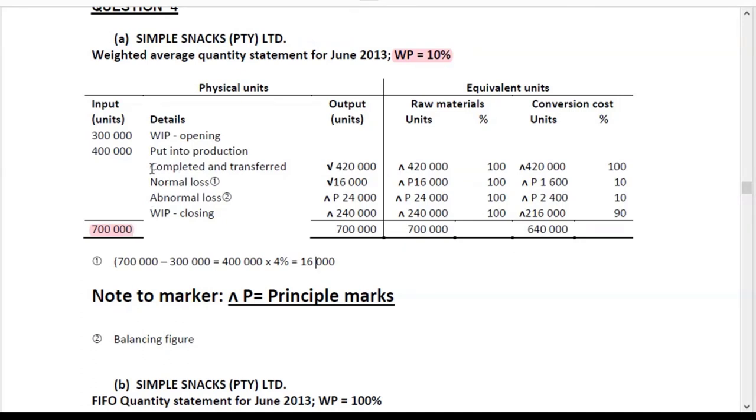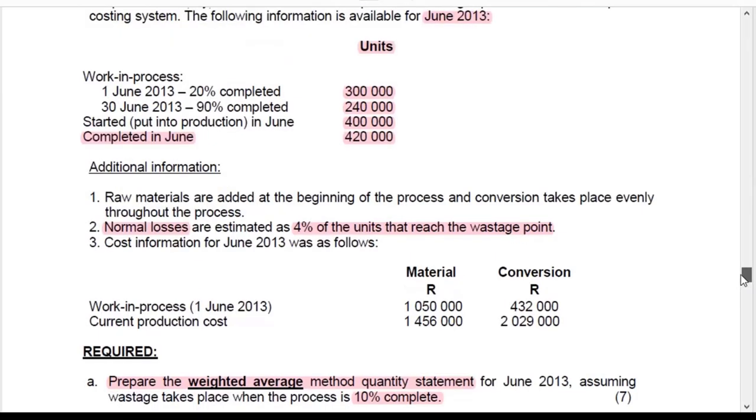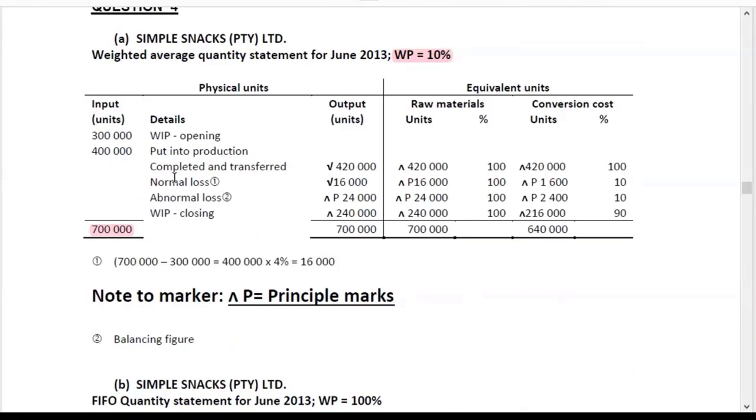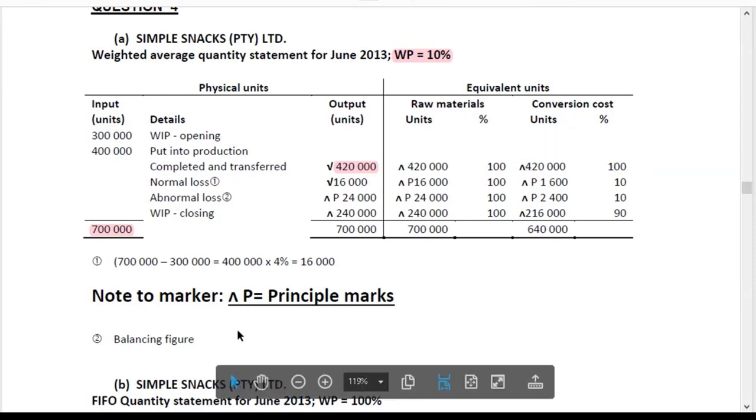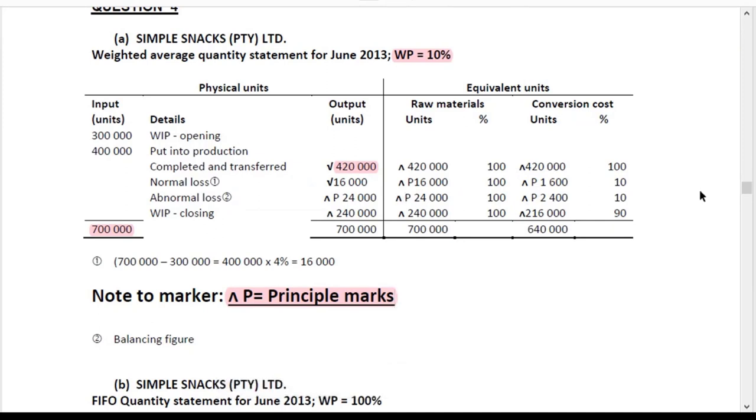And remember, we did say that under weighted average, you don't split your completed and transferred. You just write it as is. So under weighted average, you have your completed and transferred to be 420,000, right? And if it's completed and transferred, that means that your raw material units are at 100% and conversion is at 100%, right? And you see, it's a principal mark. So they give you that principal mark for noting that if it's completed and transferred, everything is at 100%.